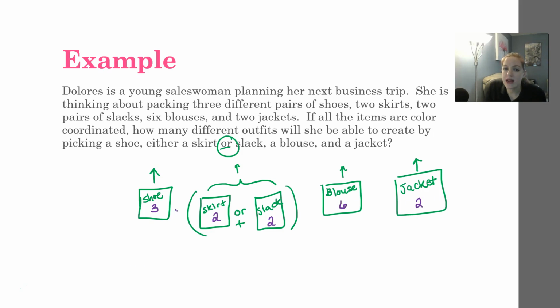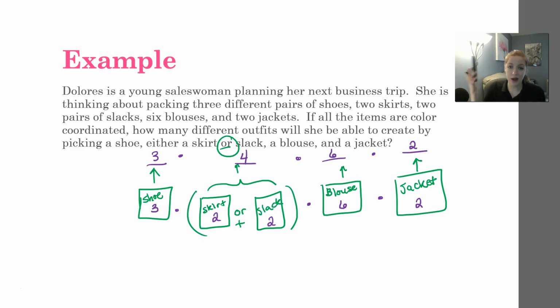So before we go ahead and multiply everything together, we need to worry about that "or" problem. So we need to add together those 2 "or" situations. So skirt or slack: 2 options for skirt plus 2 options for slack means that you have 4 total options there to start with for skirt or slack. And then of course we just draw the rest up and we're going to multiply everything once we've dealt with the addition. So 3 times 4 times 6 times 2.